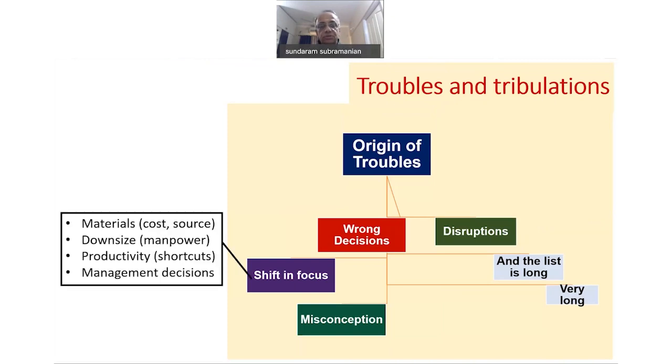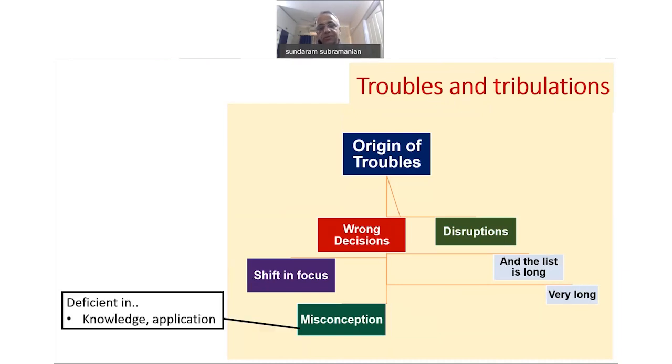What is shift in focus? It's basically a management decision. Materials change due to cost or the source, or non-availability, downsizing the manpower, productivity shortcuts. This productivity shortcut is something which is very common. It's basically a deficiency in knowledge and knowledge to apply it. So there can be problems because of these. And so borrowing a parameter from your neighbor foundry is not a solution. You may understand certain things, but you need to adapt yourself for applying those.